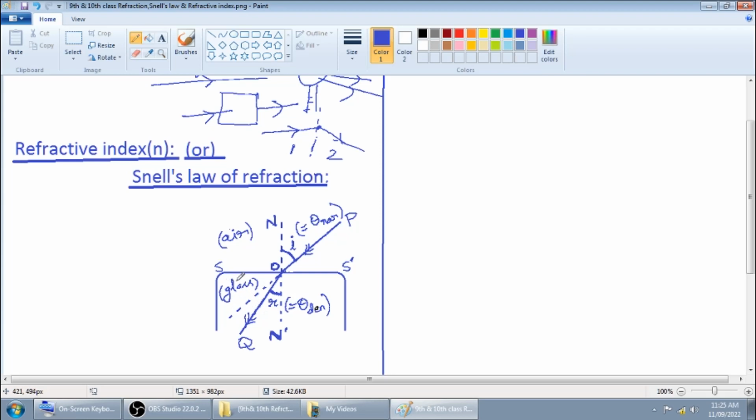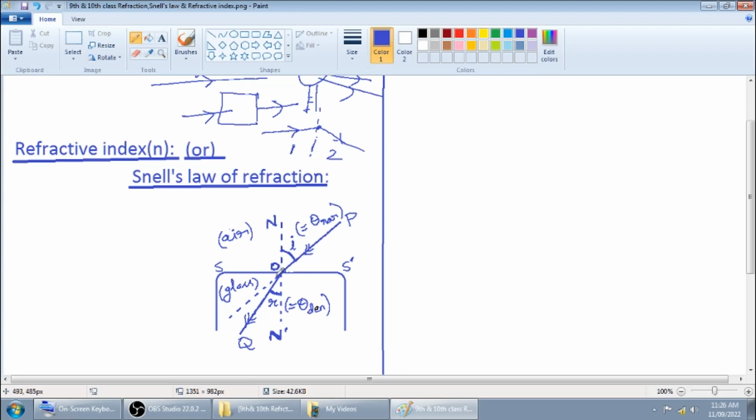And next, above the glass block, what is there? Only air is there. So air also, we know that it is a transparent medium. So light can pass through air as well as glass. Now light is made to pass from air into glass. So PO is the light ray which is initially traveling through air this way.